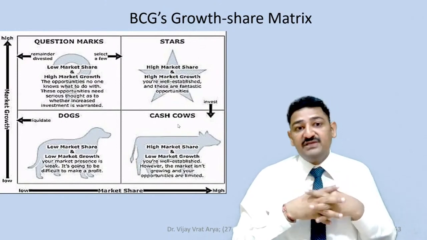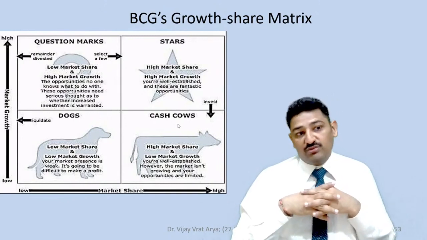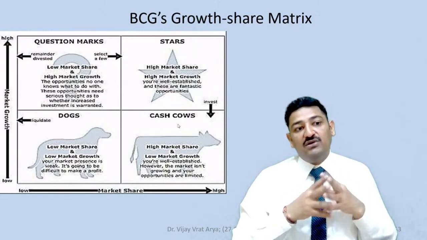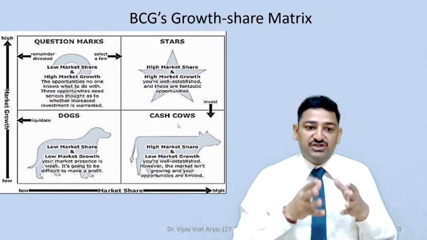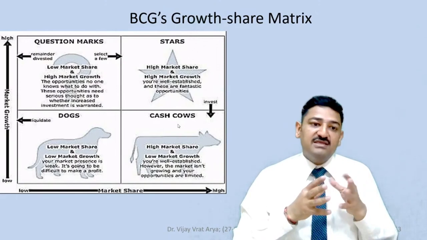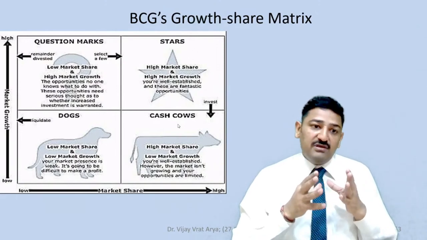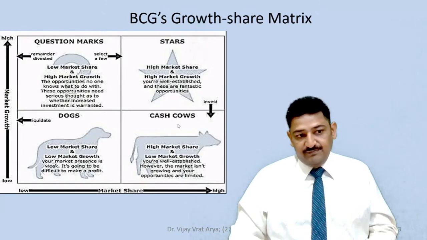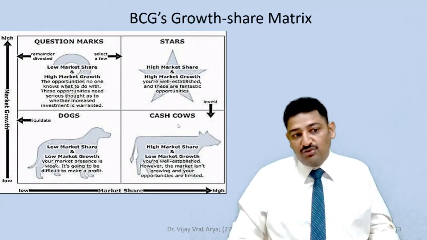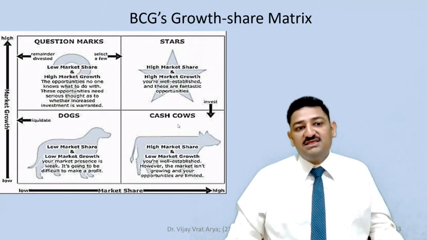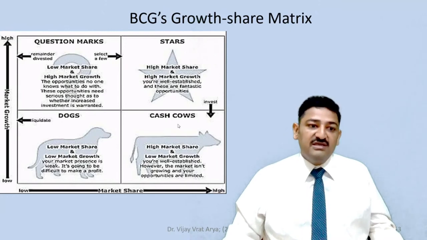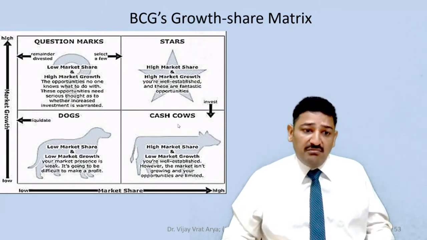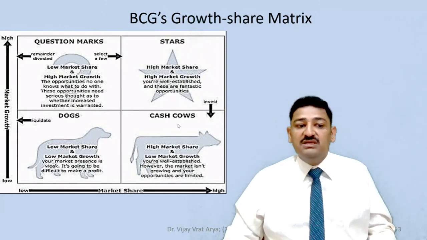Here, this matrix has two dimensions to refer to. One is, as you can see in the visual, that one side emphasizes the market growth. On the other hand, the market share of a specific product or the company is referred to, where four specific situations have been identified. If the market share is low and at the same time the market growth is also low, this situation within the BCG's growth matrix is identified as the dogs, which means the market share is low and the market growth is also low.